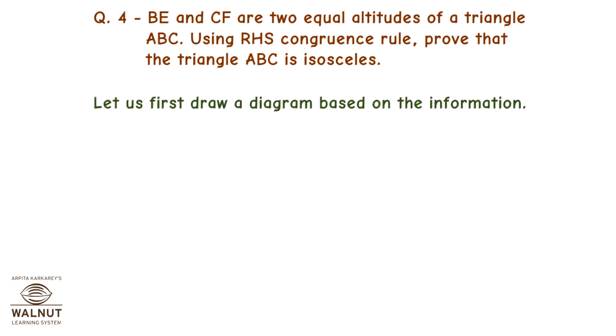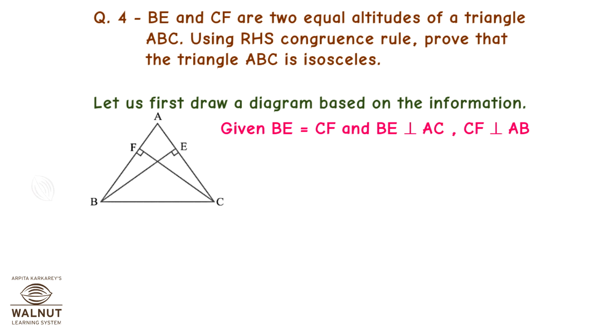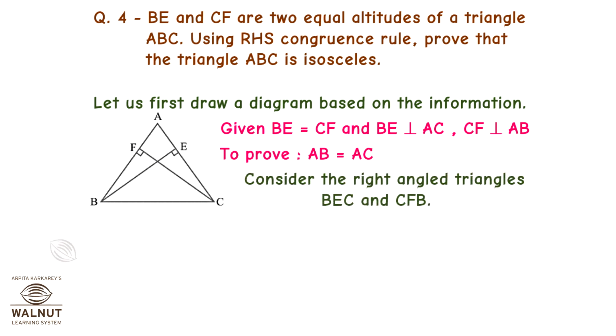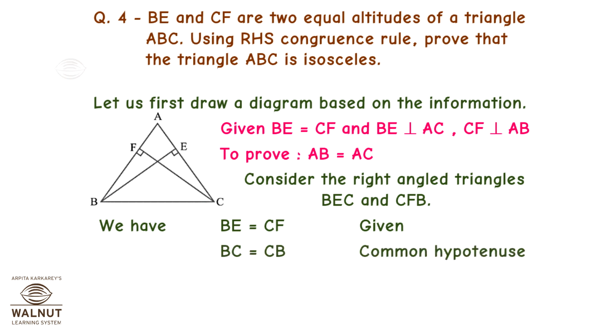Let us first draw a diagram based on the information. Given BE is equal to CF and BE is perpendicular to AC, CF is perpendicular to AB. We have to prove AB is equal to AC. Consider the right-angled triangles BEC and CFB. We have BE is equal to CF as it is given. BC is equal to CB, common hypotenuse.